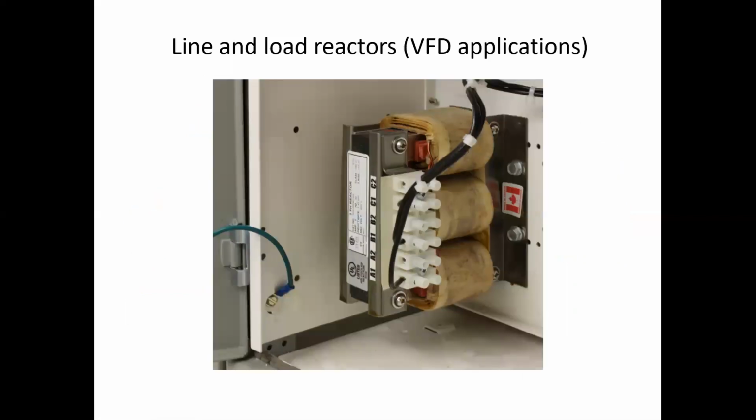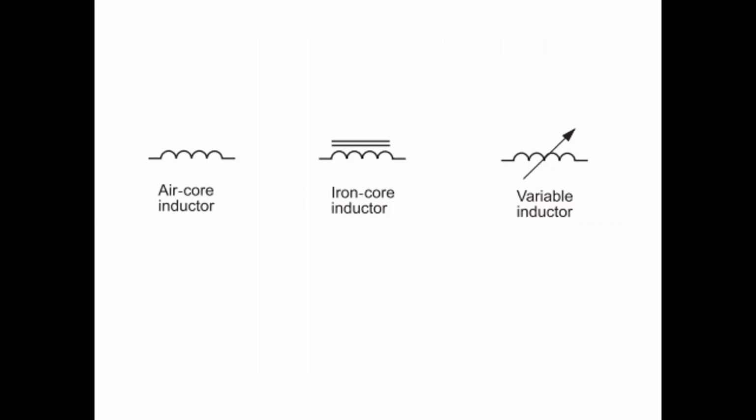Line and load reactors are probably the simplest form of an inductor. This is a three-phase line reactor, and what it's used for is to improve the use and application of VFDs, variable frequency drives. This one is not hooked up to a motor yet, but all that happens with a line or a load reactor is that load current flows through, in series, a single coil of wire. This is how we typically show them when sketching. Typically, you'll have rounded bumps with two horizontal parallel lines on top to indicate the core.